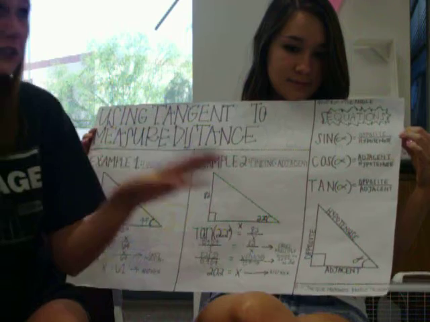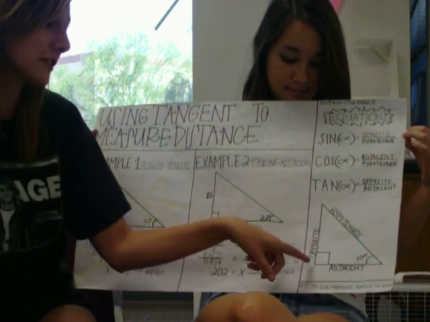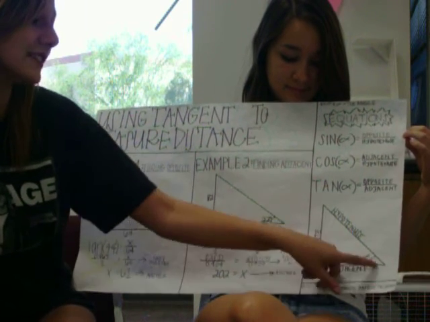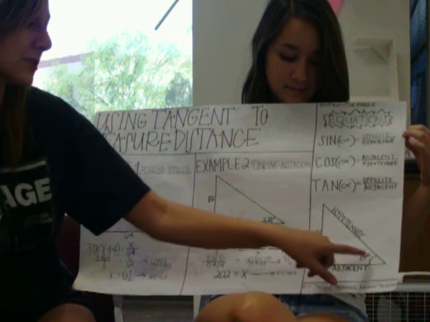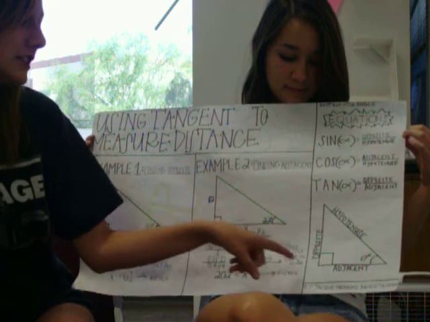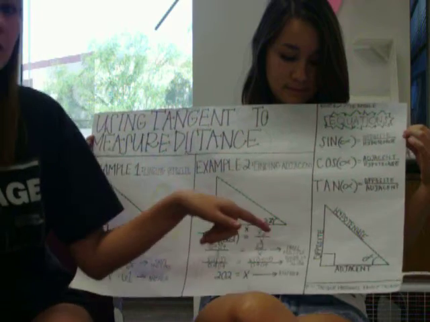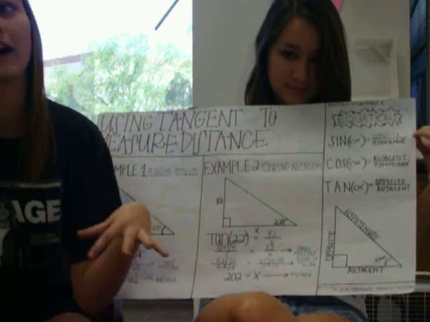Now, where they are on the triangle, hypotenuse is the longest side right here. Opposite is the one opposite from the angle, as you can tell, and adjacent is one underneath the angle. Now, the one we're learning about is tangent.